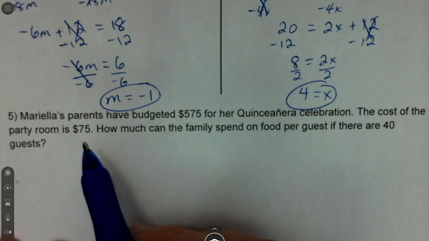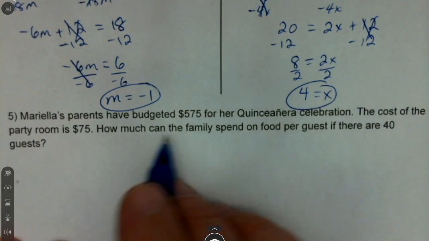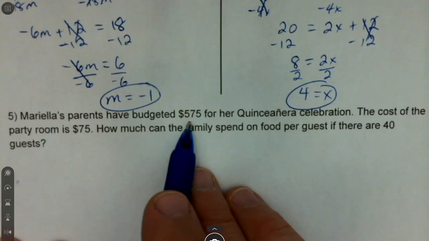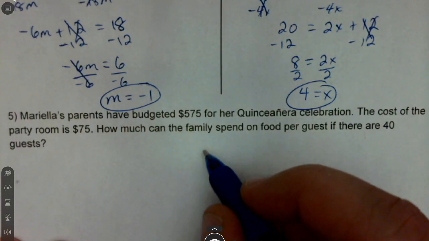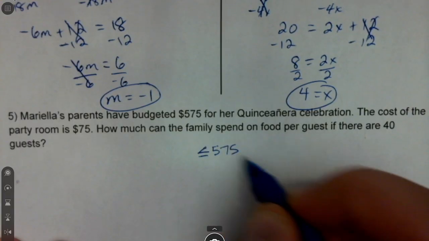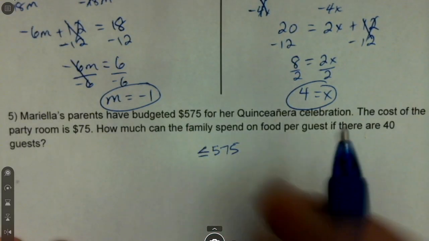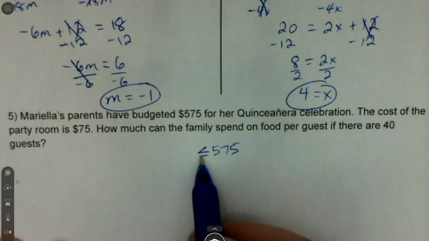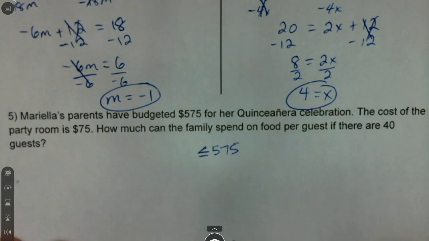The cost of the party room is $75. So let me back up. They budgeted $575. So they want to make sure they spend less than or equal to $575. Because their budget says $575, no more. So they want it to be less than or equal to $575.